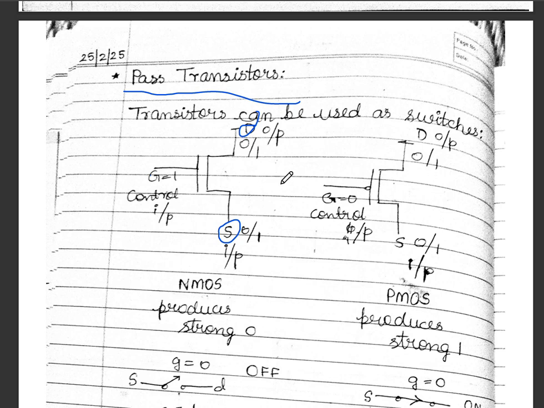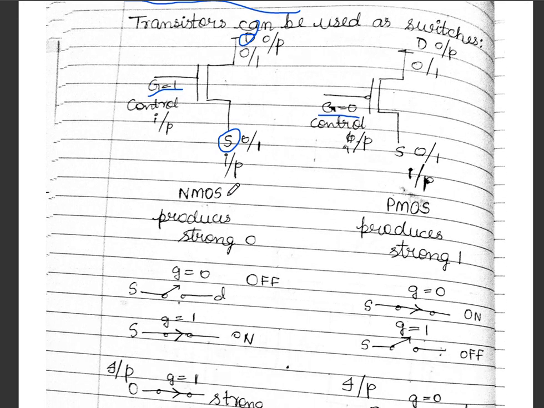Similarly, in the PMOS transistor also we have three terminals, gate, drain and source. The output is taken at the drain terminal, and the NMOS transistor works for G is equal to 1 and the PMOS transistor works for G is equal to 0. So now we'll look into each case what happens when the G value is 0 or 1. NMOS produces strong 0 because it's connected to the ground, and here PMOS produces strong 1 because it's connected to the VDD or VCC.